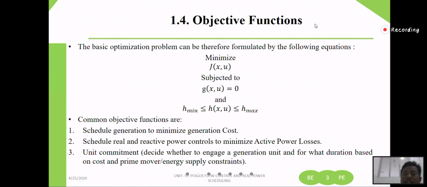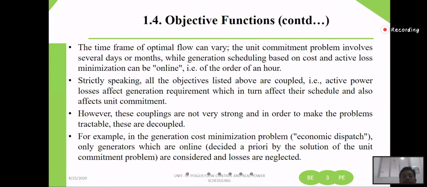Coupled here means interacted. So all these 3 objective functions are coupled, which means when there is active power loss, it will affect the generation requirement. Means there is huge active power loss, we have to increase the generation, which in turn will affect the schedule and also affect the unit commitment.